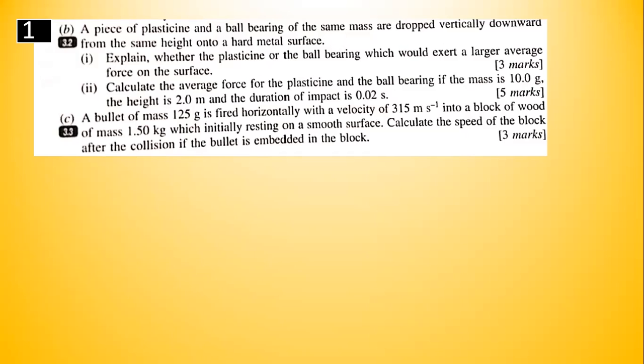Remember, we're looking at impact. We're not looking at when it dropped. So U we would know. We can calculate U. V is 0 finally, because when it impacts, that's what happens. It will stop finally. But U is where it starts to hit the surface.